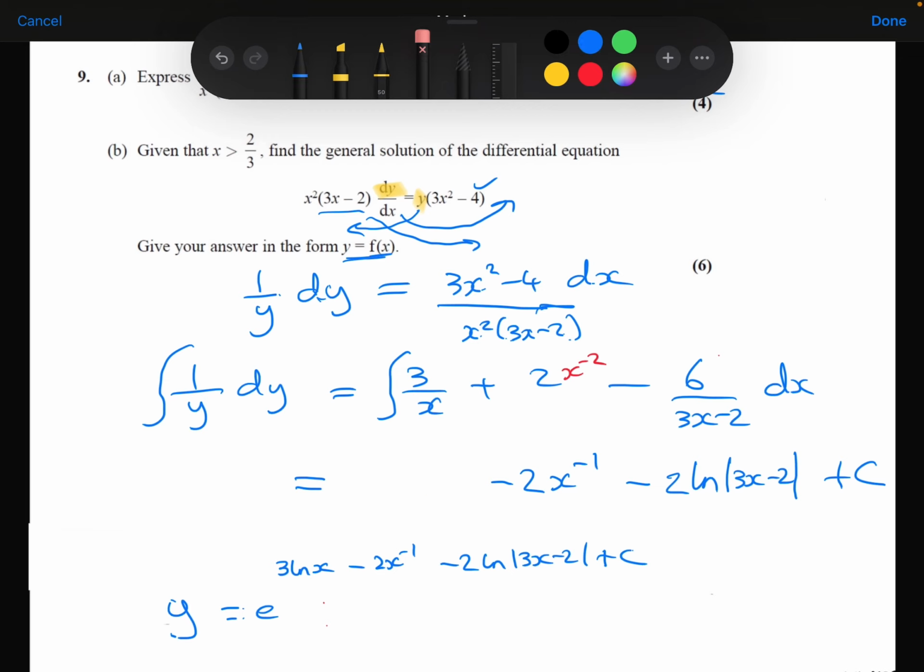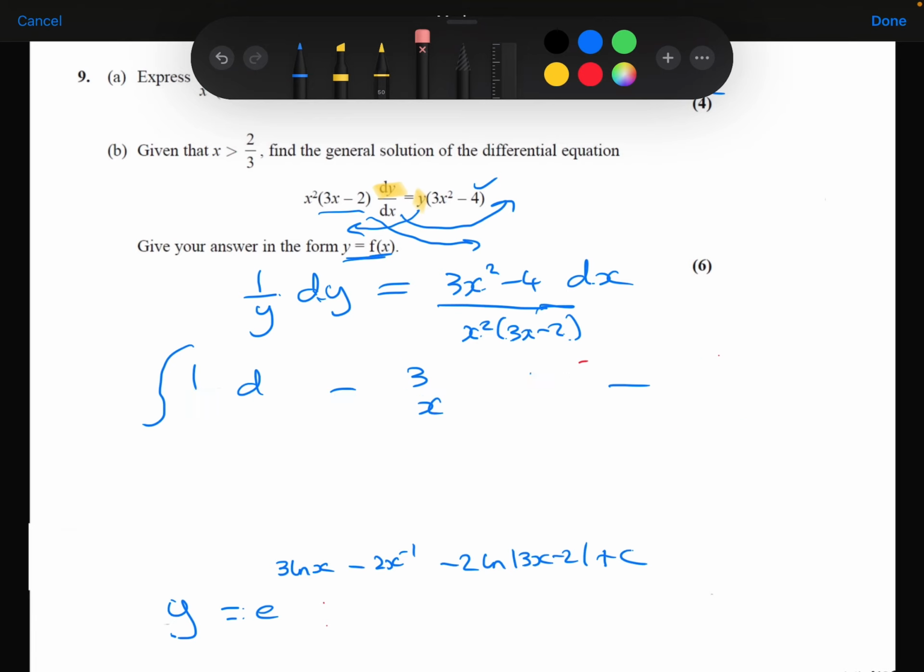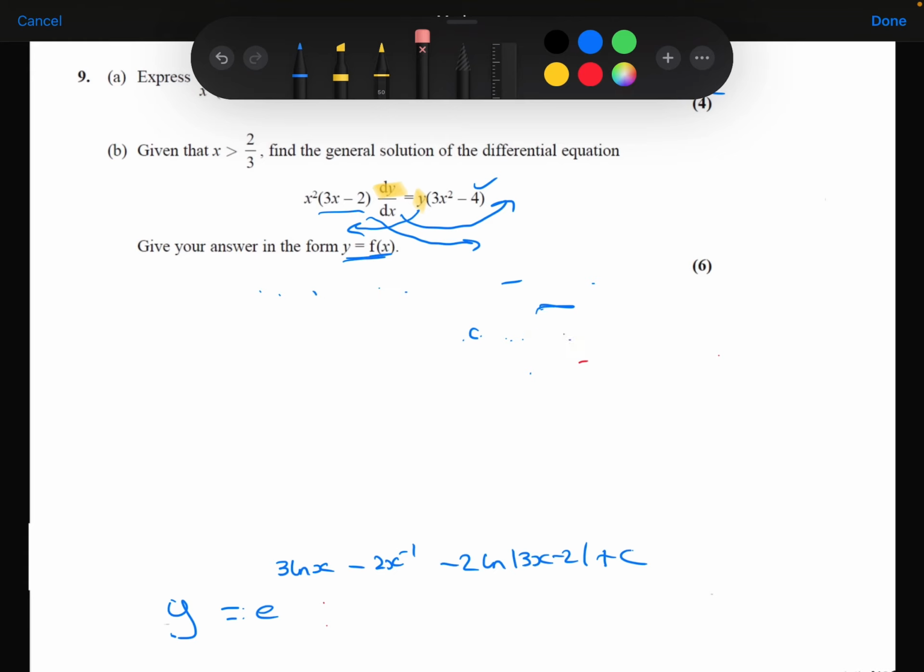Right, let's now create a bit of space because we can just tidy this up to get our final answer. Not sure why that's not working. We'll just carry on at the top.